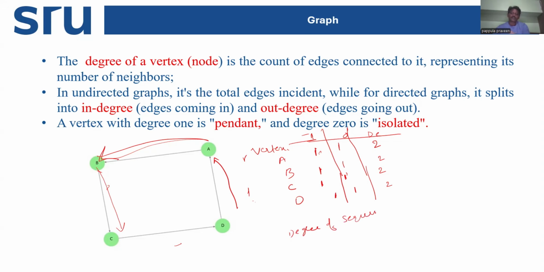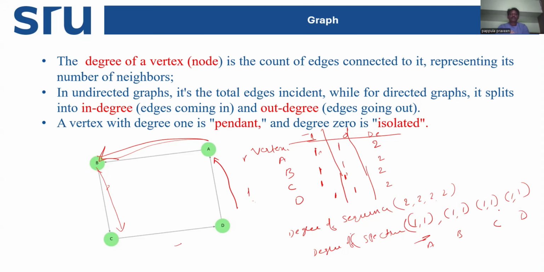sequence, degree of spectrum. Degree sequence is 2, comma 2, comma 2. If you have any less than 2, first we write like that. And degree spectrum is written as 1 comma 1 for A, that is in degree comma out degree, in degree comma out degree, and in degree comma out degree. This is A, this is B, this is C, and this is D. This is called the degree sequence and degree spectrum.